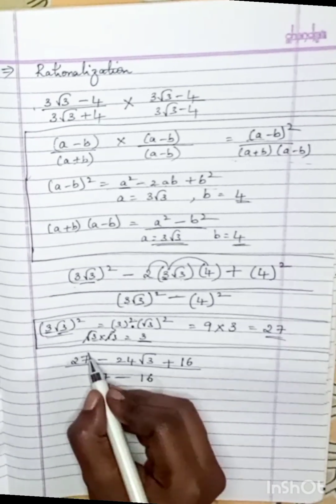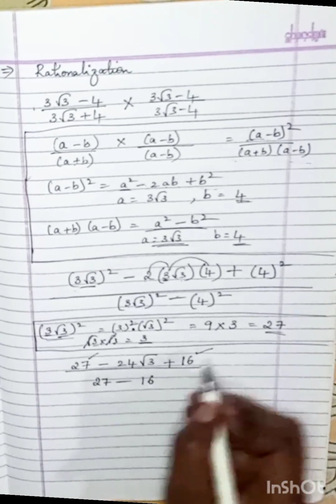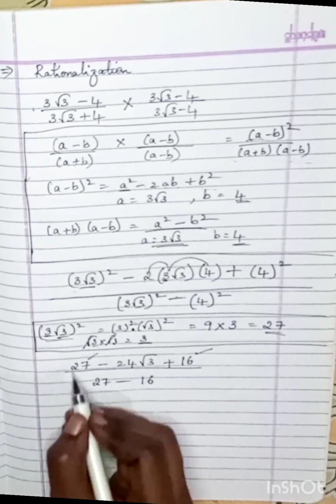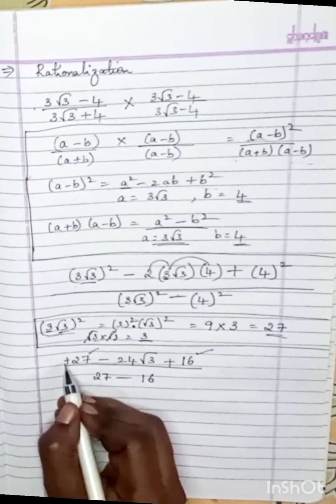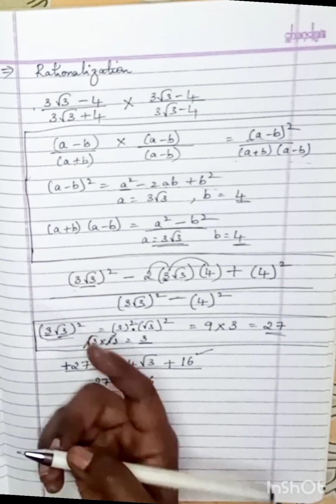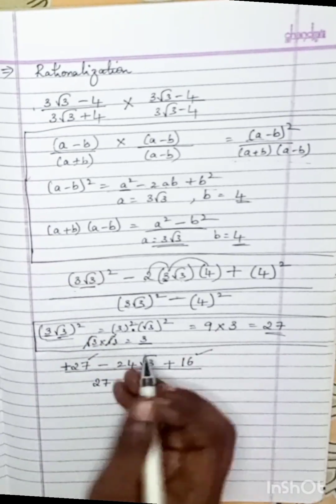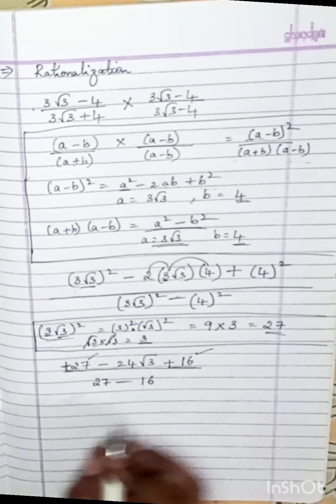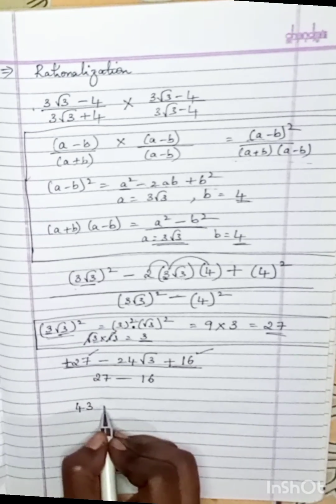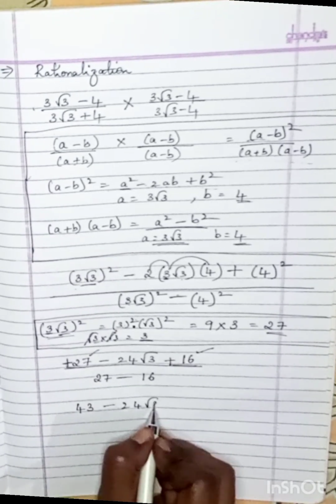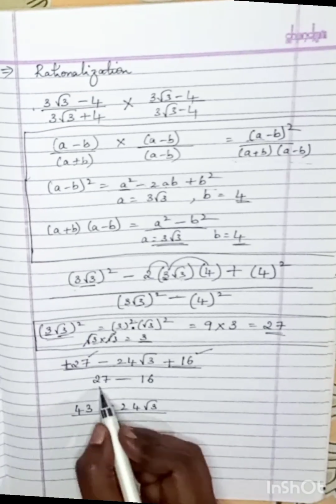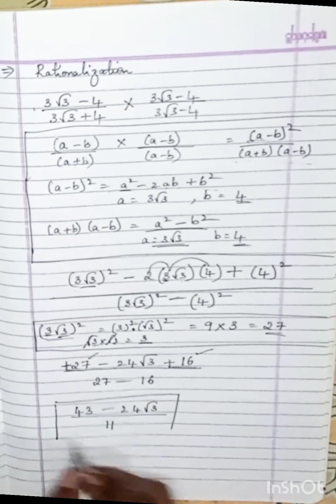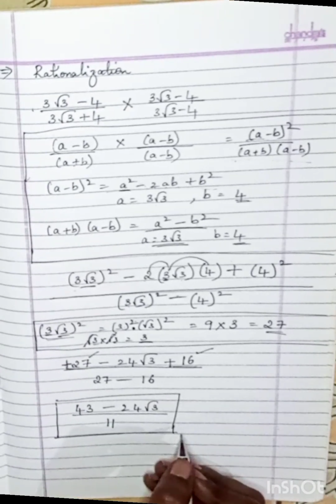Now, 27 and 16 are like terms. This is an unlike term because this is having root. These two are not having root. So here for 27 sign is plus. If no sign is present, it means plus is there. If no number is present, it means 1 is there. So plus 27 plus 16 is 43, minus 24 root 3, divided by 27 minus 16 is 11. So this is our final answer for fourth question.